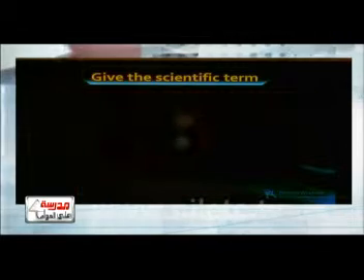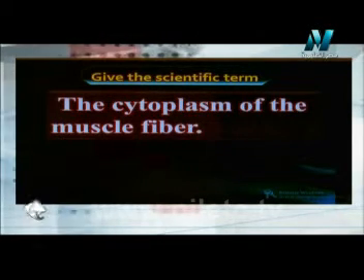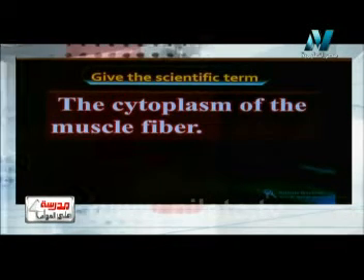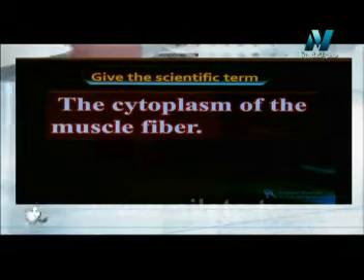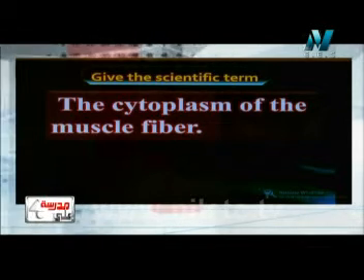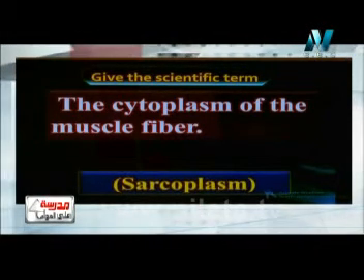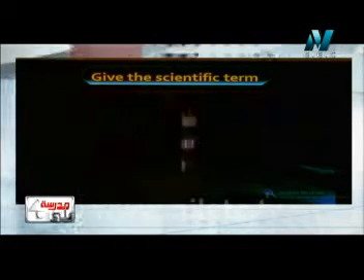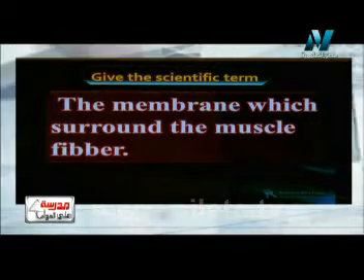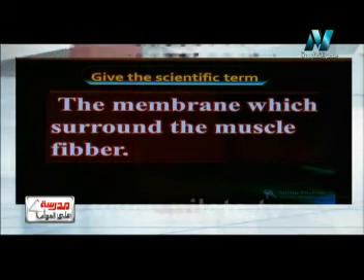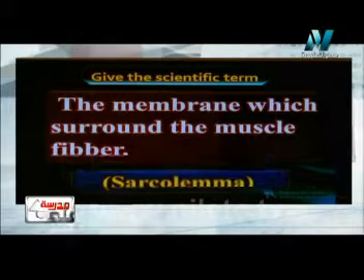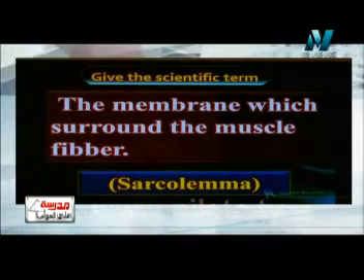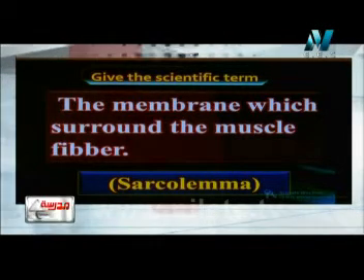The next. The cytoplasm of the muscle fiber. The muscle fiber means the muscle cell. So the cytoplasm inside the muscle fiber is called sarcoplasm. That is the name of the cytoplasm inside the muscle fiber. The next. The membrane which surrounds the muscle fiber. This membrane is called the sarcolemma. So the cytoplasm of the muscle fiber is the sarcoplasm, but the membrane is the sarcolemma.